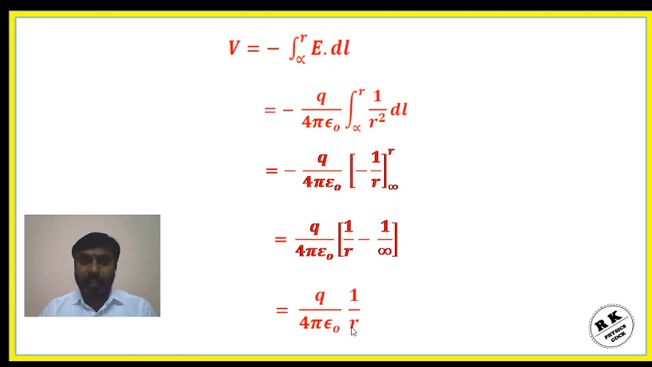Again I am repeating the second case as per our local textbooks, that is the point of observation on the surface of the distribution. In that case, the potential V is equal to 1 upon 4 pi epsilon naught times Q by capital R. But in standard texts, it is not mentioned as a separate case.